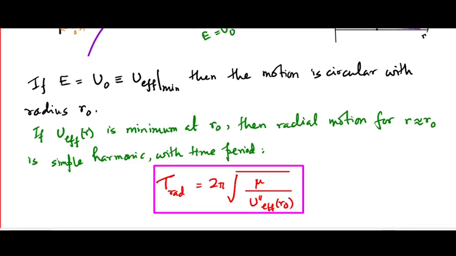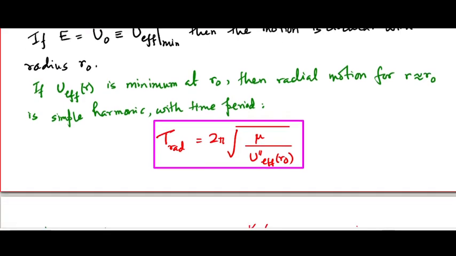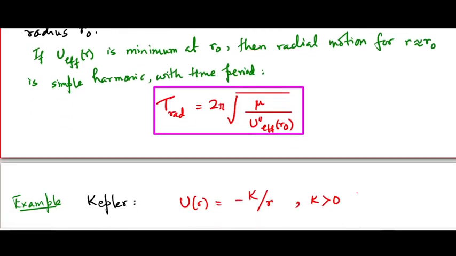Let us now make use of this formula to find out the time period for radial oscillations for orbits which are very close to circular in the case of a potential that we know is of great importance. This is nothing other than our familiar Kepler potential. The standard inverse square law of force would lead to a potential U of r equals minus K over r, and for an attractive case, as is the case for gravitation, capital K would be positive.